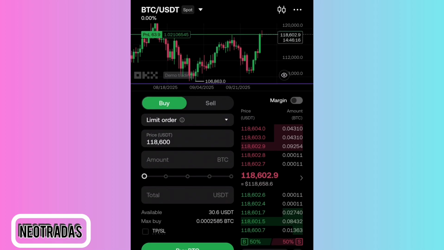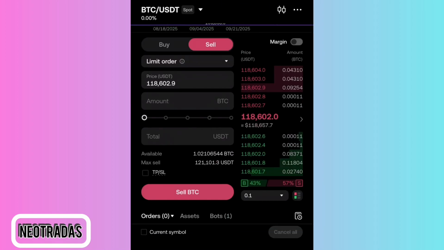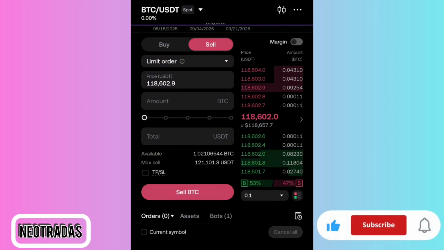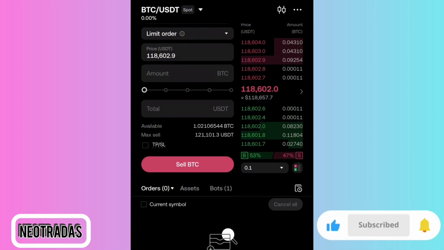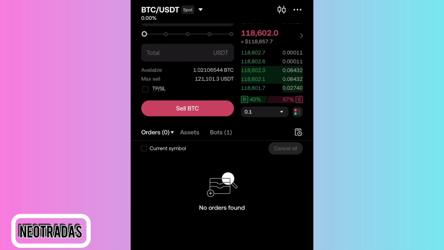Using the same limit order, we can sell our position. Now, let's say you forgot the price that you bought your BTC at. You can simply scroll down where you see the orders, assets bought, and then you see this thing here. It's actually your history, so you simply have to tap on it.